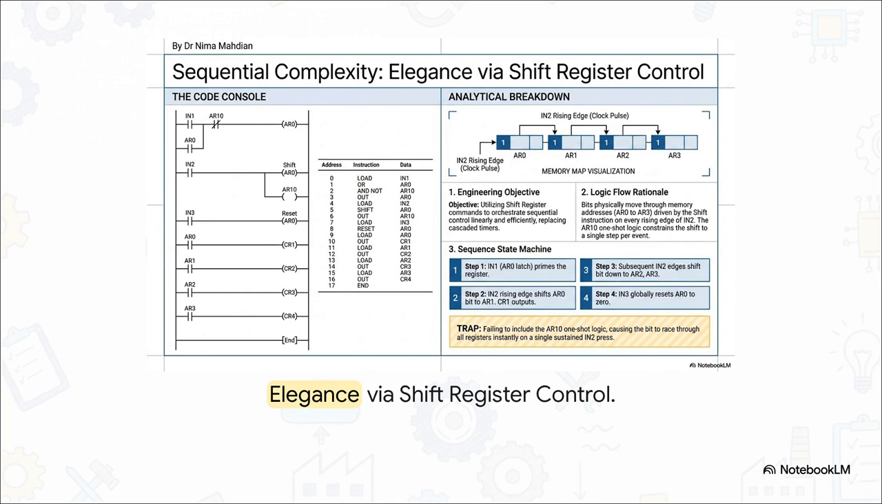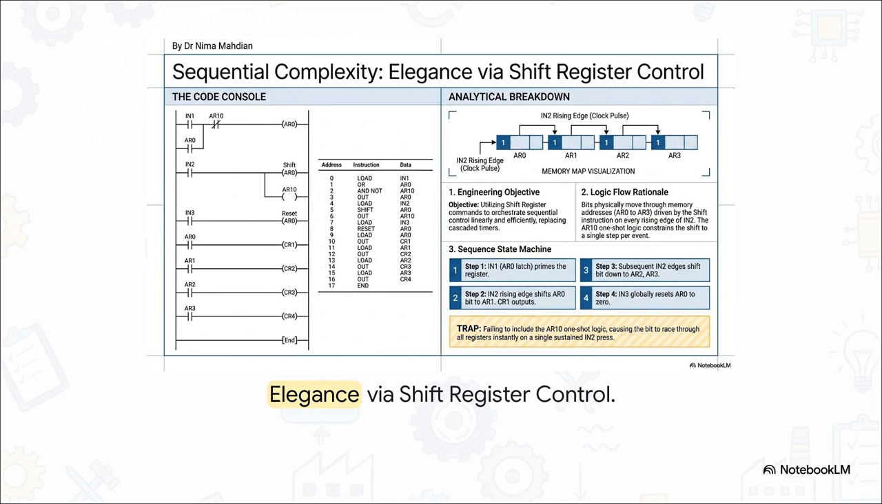Let's look at the STL together. Address 0 to 3 sets up our shift instruction. Load IN2, shift AR0. Every single time IN2 triggers, whatever data is sitting in AR0 gets pushed down the line. Step 1. IN1 primes the register, latching AR0.